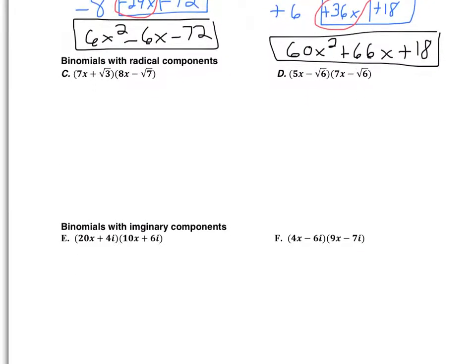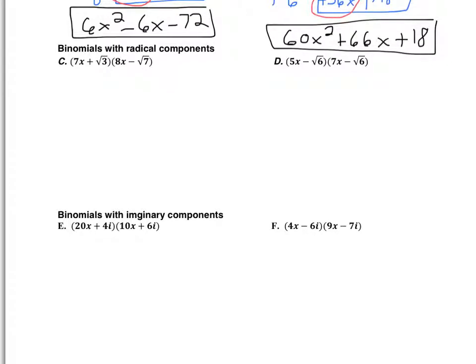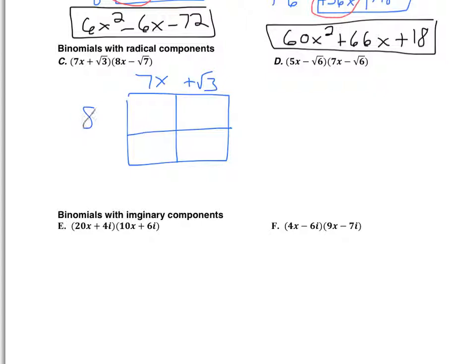In C and D, even though we have radicals, we're going to still distribute the same way. So we're going to create a box. On the top we have 7x plus root 3 and 8x minus root 7. 8 times 7 is 56x squared. 8x times positive root 3 is positive 8x root 3. 7x times negative root 7 is negative 7x root 7. And then positive times a negative is a negative. Root 7 times root 3 is root 21.